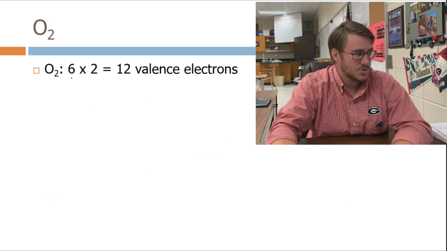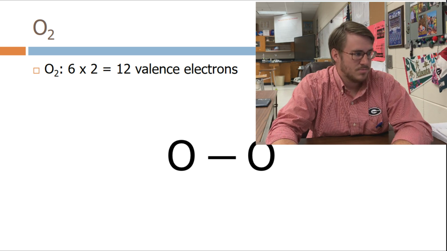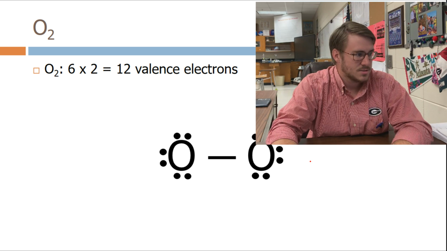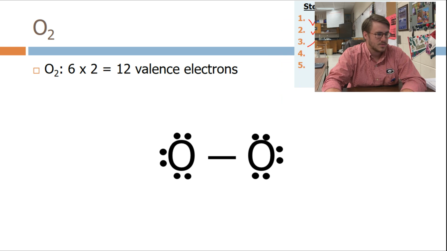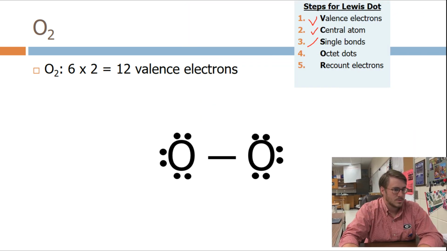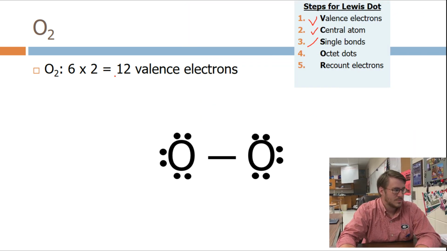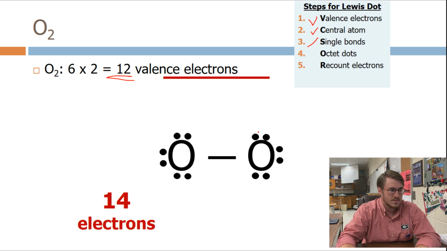Oxygen, O2, 2 oxygens, 2 times 6 is 12. That's our valence. Central, there are 2 of them, draw them, put a bond between them, count your octet dots, and then check. 2, 4, 6, 8 around that one, 2, 4, 6, 8 around that one. Octet satisfied, but wait, let's recount. If we recount the total, it needs to be 12. So 2, 4, 6, 8, 10, 12, 14. Wait, I have 14. That's too many.